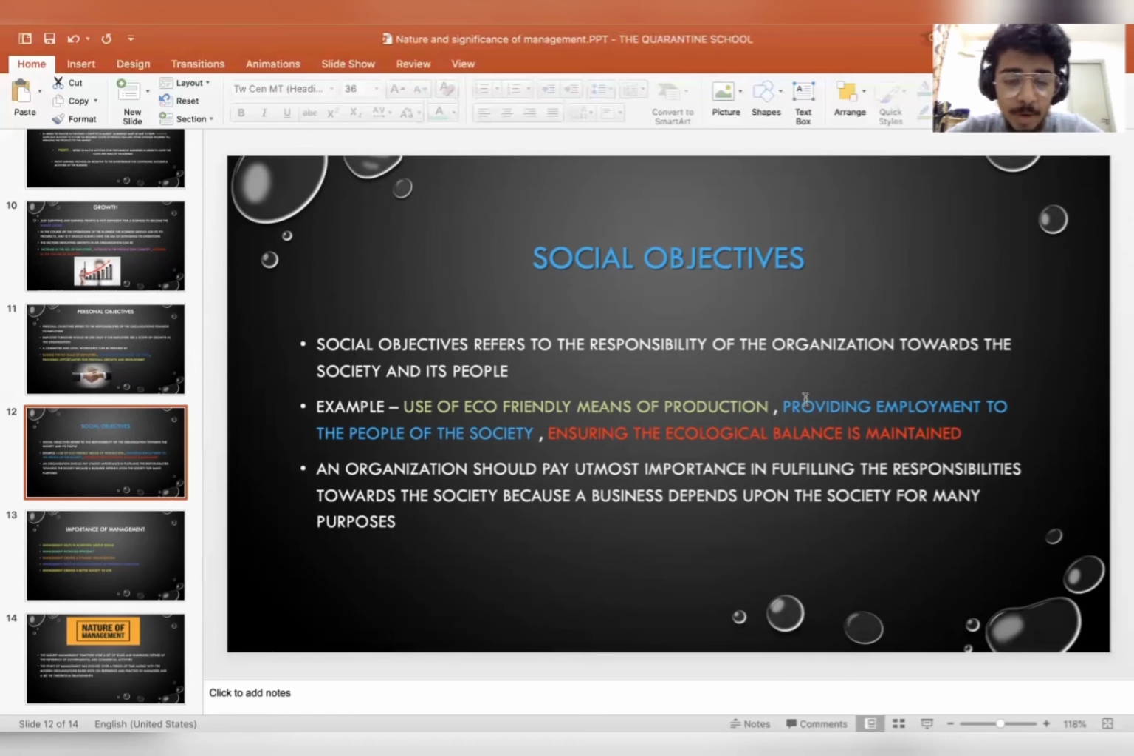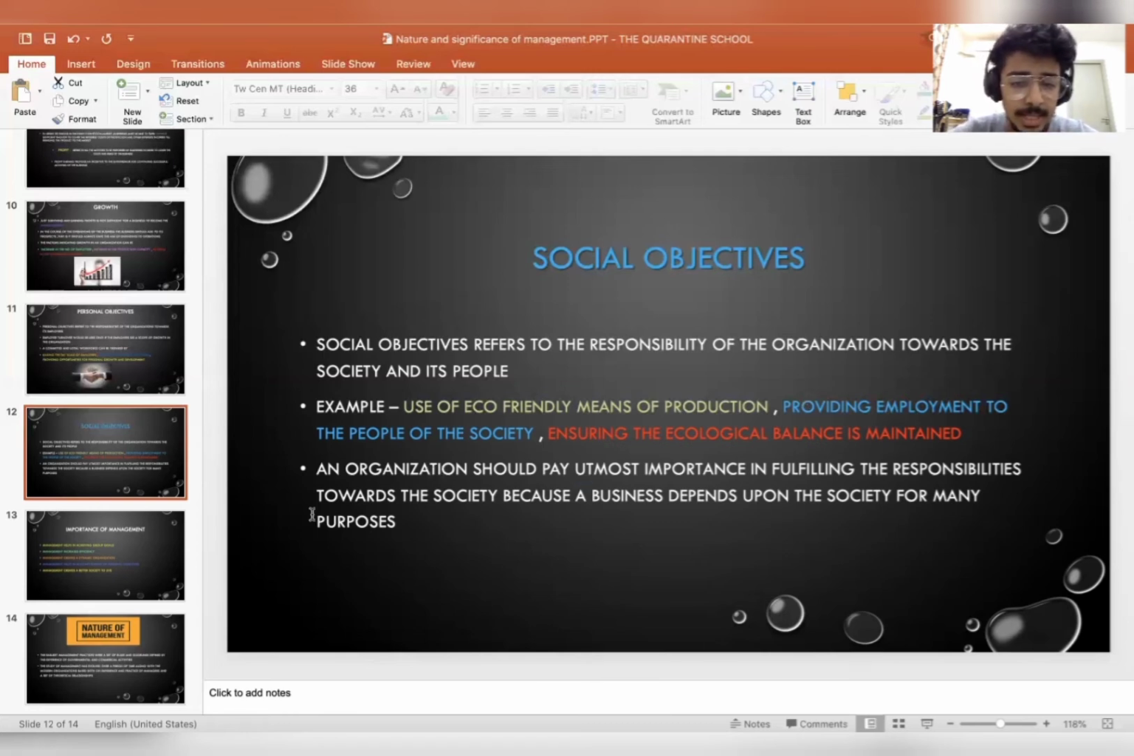And providing employment to the people of the society: businesses should take care of the needs of the people of the society. They should employ people with the required skills so that it could increase their buying capacity. And number three, ensuring the ecological balance is maintained. Practice in an eco-friendly manner such that the ecological balance is maintained. I hope this is clear.